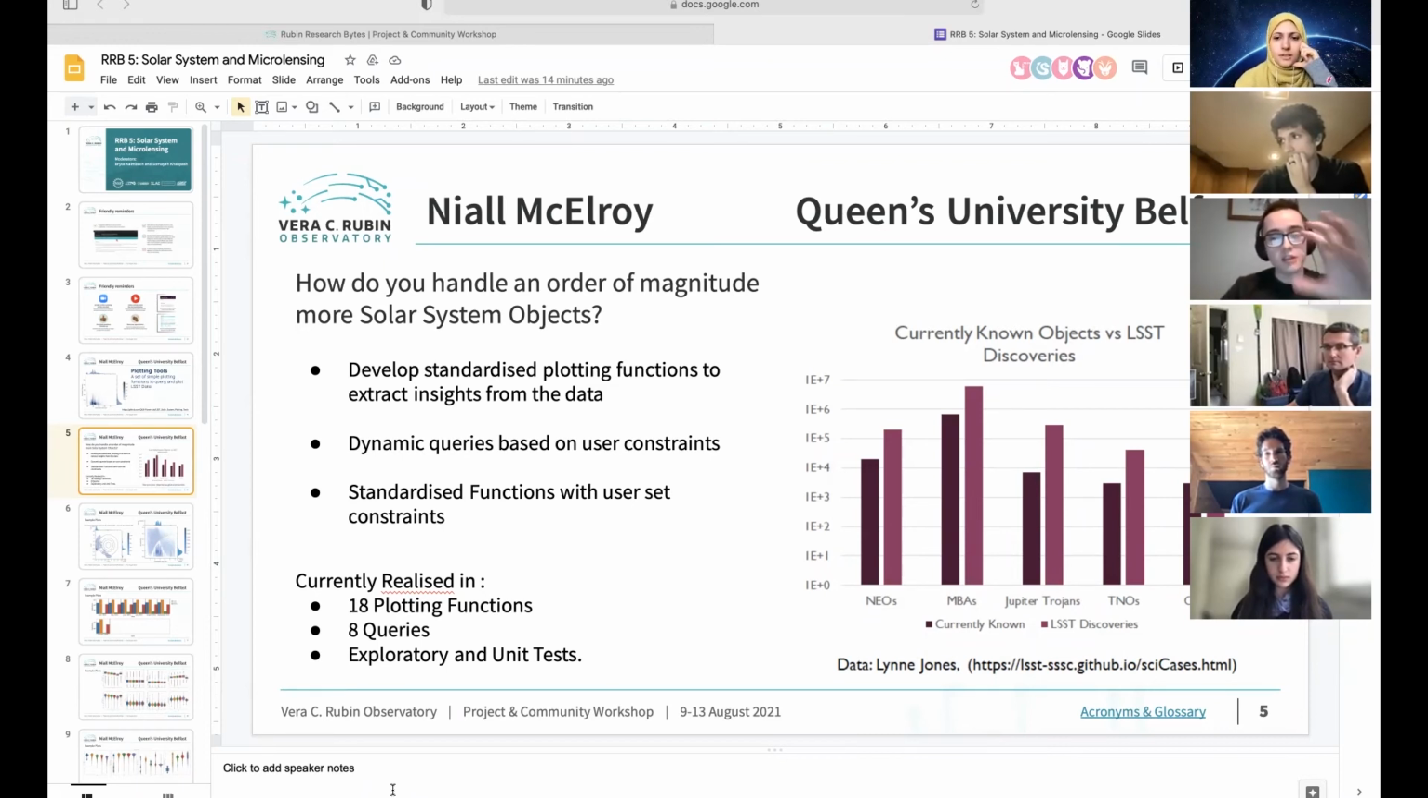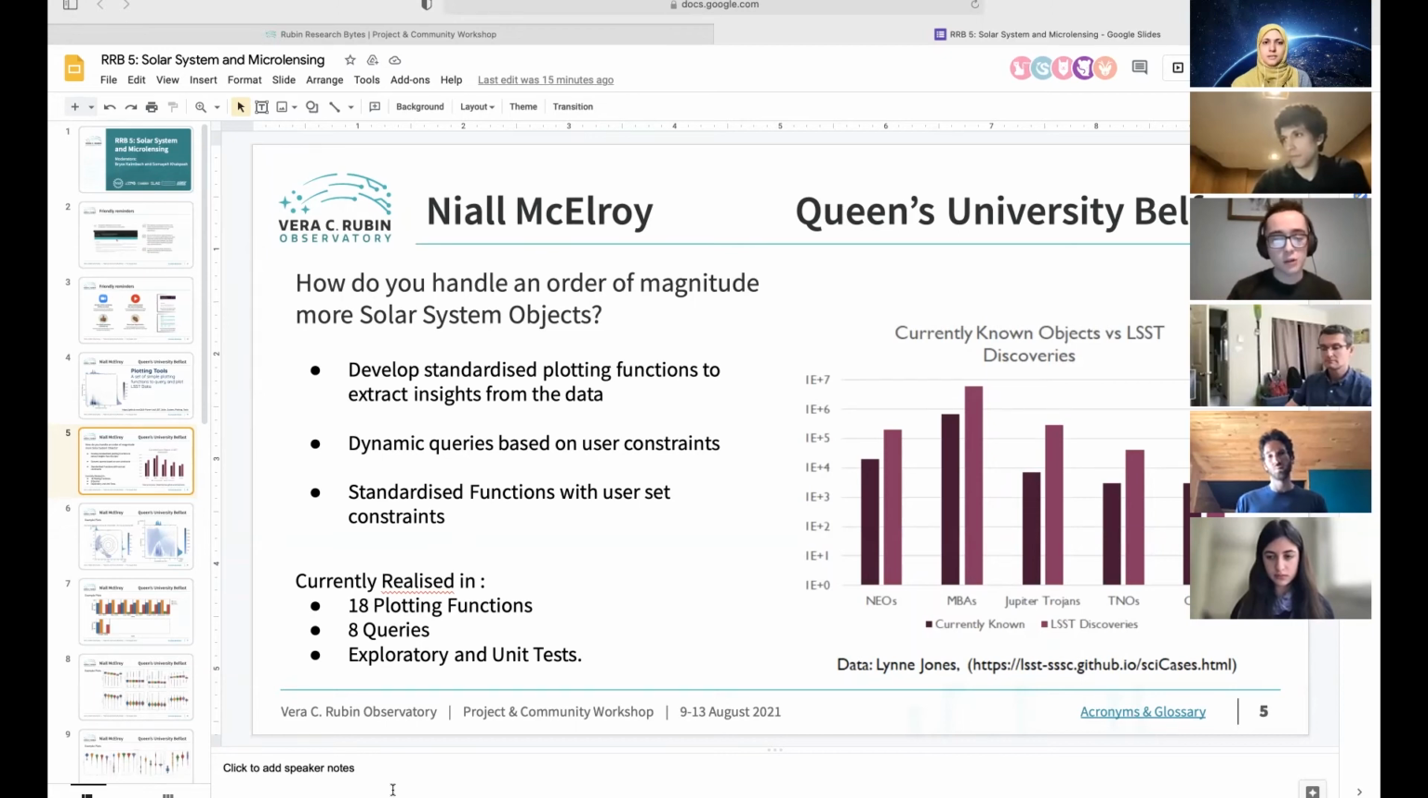Well, you take a three-pronged approach by developing a standardized and useful range of plotting functions, from scatter plots to 2D histograms, and to violin plots and box plots, in order to extract insights from the data. Secondly, you can use dynamically generated queries in order to add or remove constraints easily through user set variables. And thirdly, by user set constraints, you allow greater customizability within the plots by letting the user set limits on, for example, inclination, limits on the eccentricity or symmetry axis, or just filter by date and time.